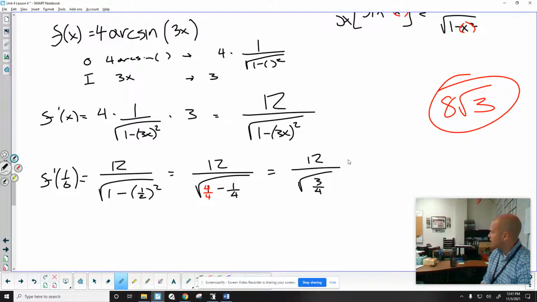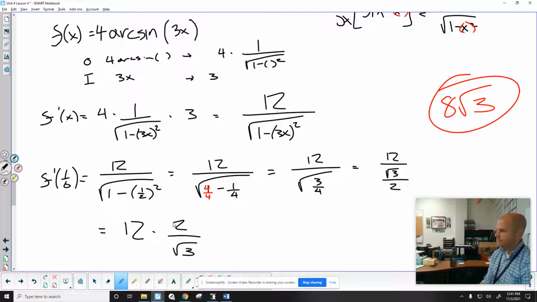The square root of 3/4 is the same as the square root of 3 divided by the square root of 4, which is 2. Dividing is the same as multiplying by a reciprocal. Dividing by a half is the same as multiplying by 2. Dividing by 2 is the same as multiplying by a half. Getting me this.